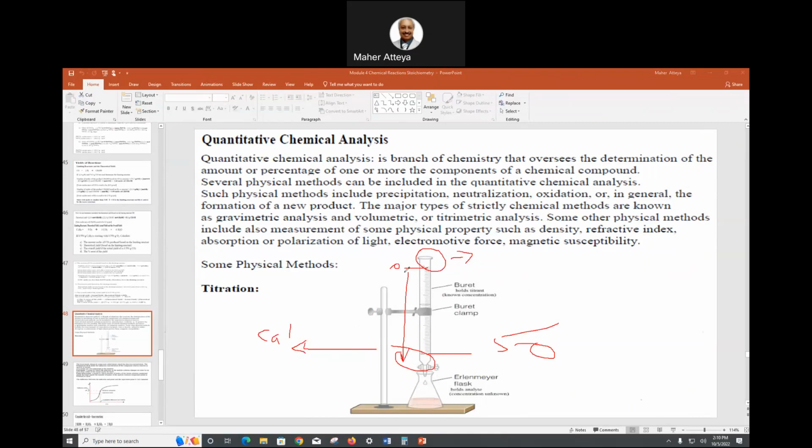Now this is obsolete, of course. If you go to CVS or Walgreens or Walmart, whatever, the pharmacies, they don't use this anymore. They use an automatic one, a very fancy one, which is much more accurate than the glass. You set it up to the amount, and you just let it go.